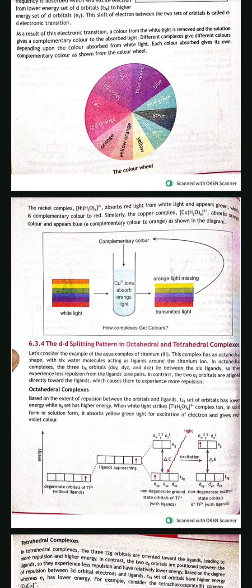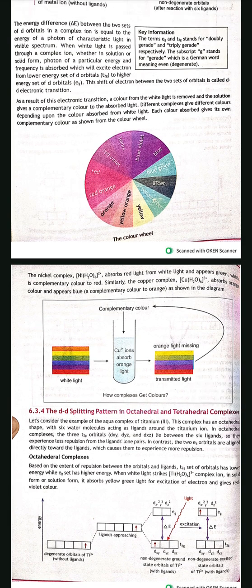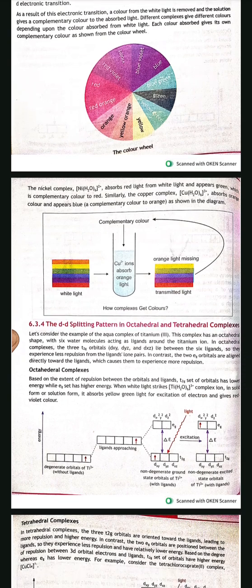Different complexes give different colors. So the d-d transition is when white light passes through a complex, whether solution or solid, and a photon of a particular energy is absorbed, which will excite an electron from the lower energy set of orbitals to the higher energy set of orbitals. So when the electron jumps from T2g to Eg, this shift of electron between two sets of orbitals is the d-d electronic transition. And here we have this color wheel which shows the complementary colors.